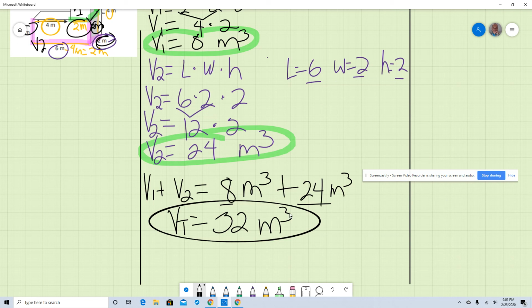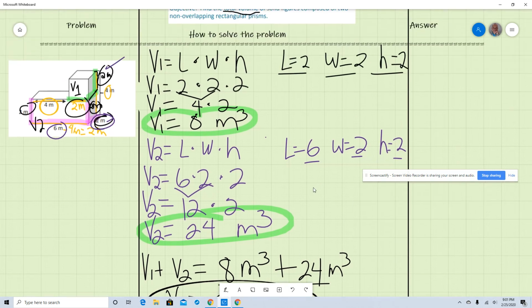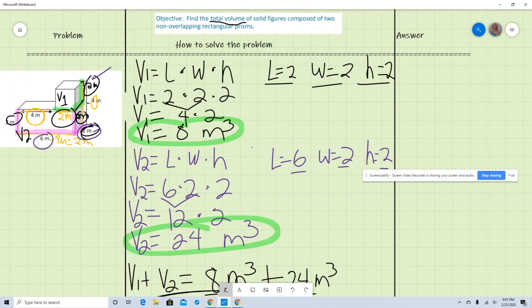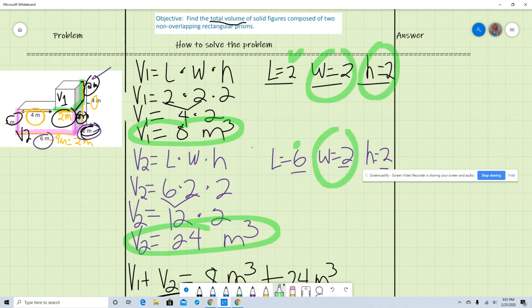Now let's write what they have in common and what they don't have in common. If you look at this particular situation here, you know that the length is not in common because this is 2 and this is 6. But what they have in common is the width and the height. So now we're going to write our statements of the comparisons.